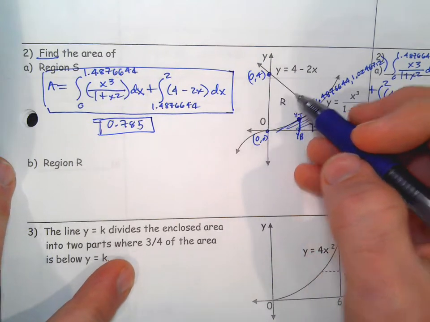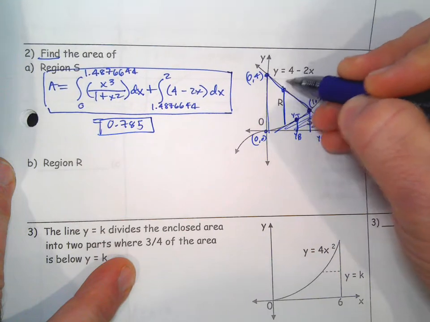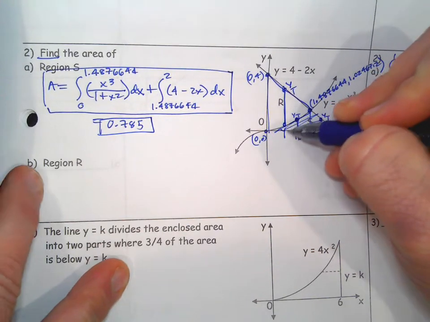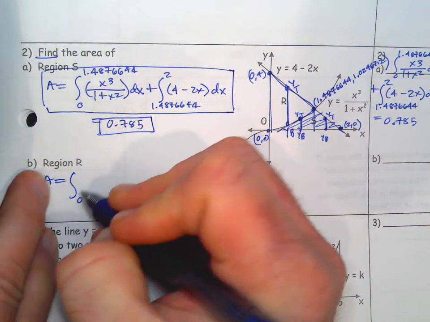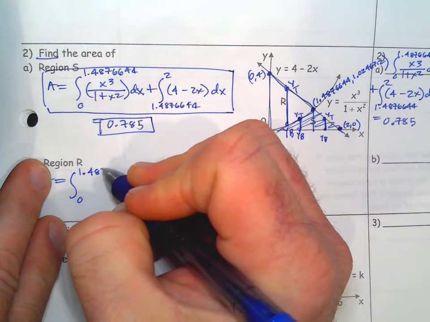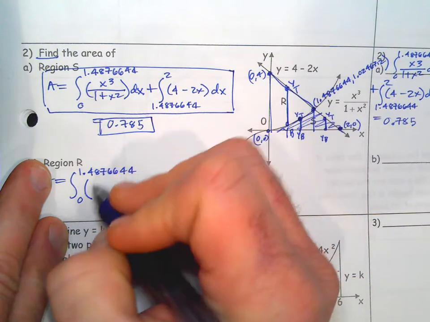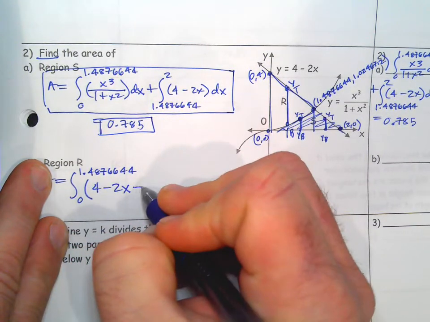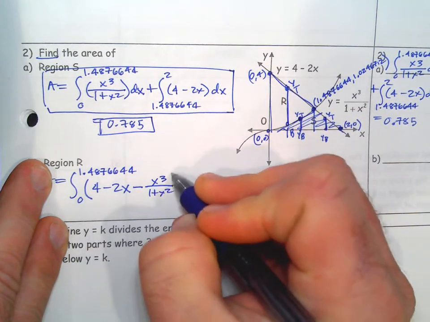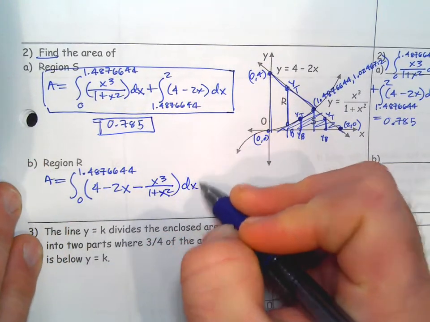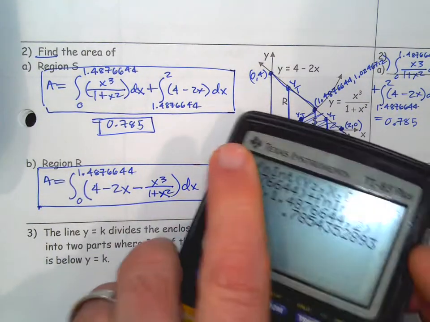well, we could just do y top minus y bottom, right? And we do a single integral. So we're going to integrate from 0 to 1.48766644. And y top is going to be the line, 4 minus 2x. And y bottom is going to be this guy, the cubic, x cubed over 1 plus x squared. Okay, I need parentheses around it. So that's good. That's your setup. Now this is different. This shouldn't be the same answer as the other one.